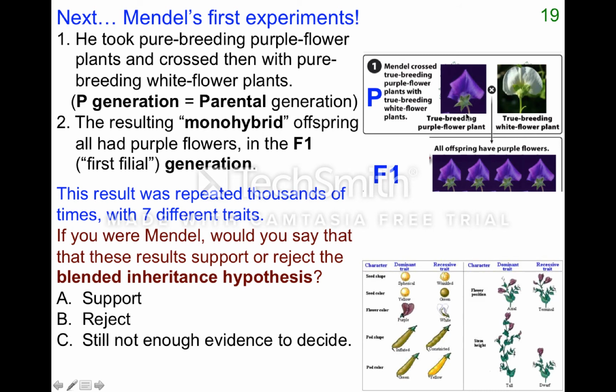Okay? So if you were Mendel, would you say that these results supported or rejected the blended inheritance hypothesis, that belief that we had before Mendel came along? All right, so pause now and think about which answer you think is correct.